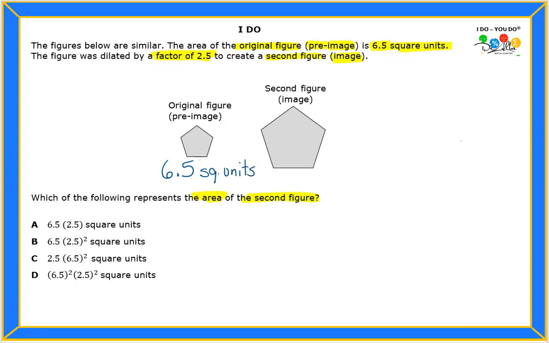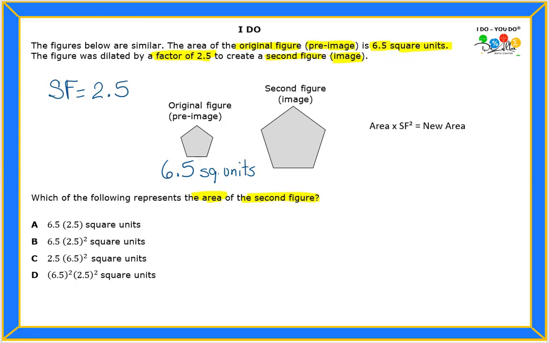Okay, my scale factor, and I'm going to write it over here, is equal to 2.5. That's the reason why you see the image, or the second figure, got bigger, because the scale factor is bigger than 1. And the question for us is to find the area of the second figure. Since we cannot really find the length of the sides, we're going to go straight to a little formula that you need to remember, and it's right here.